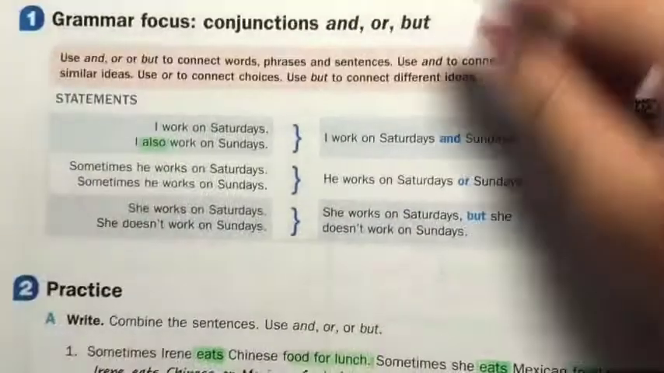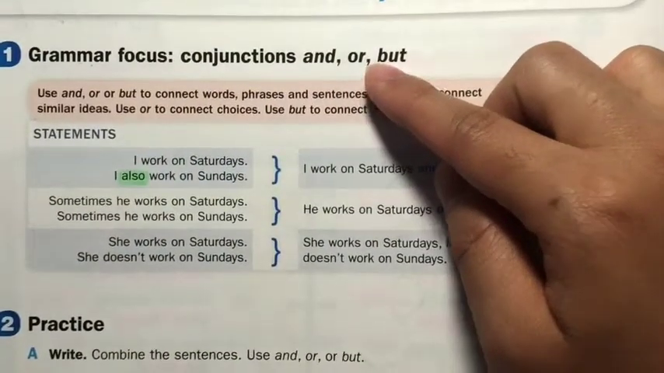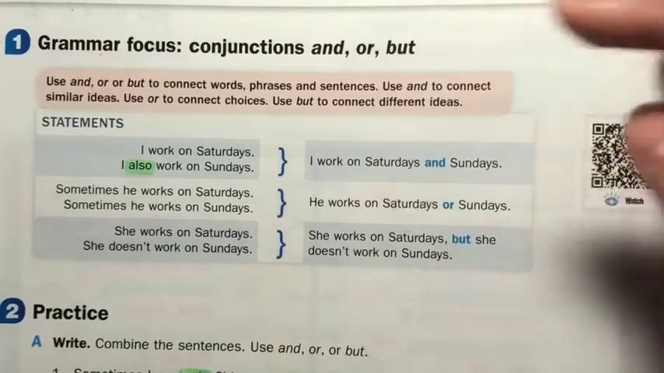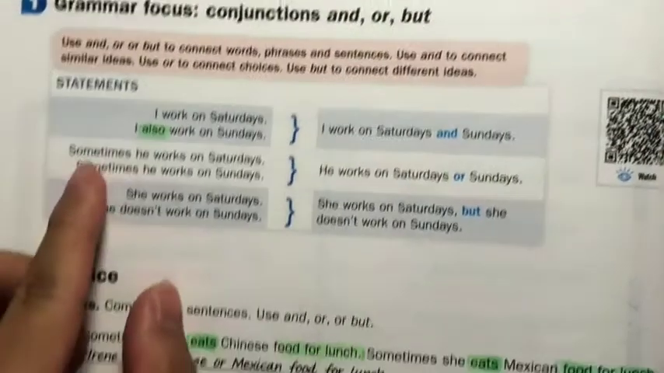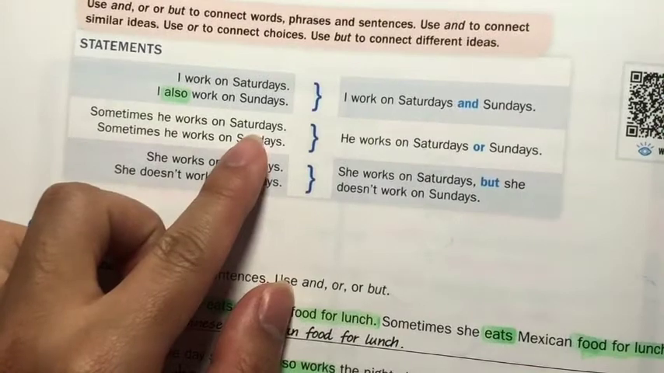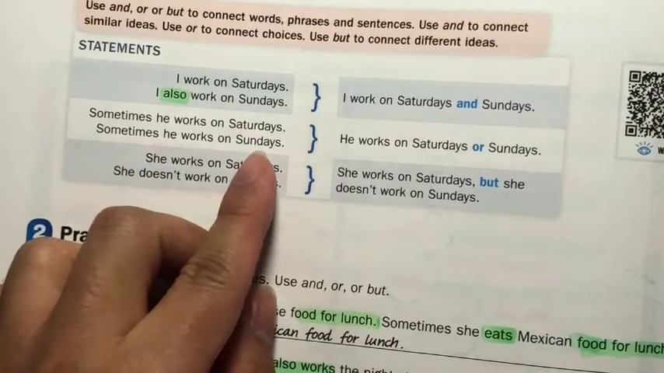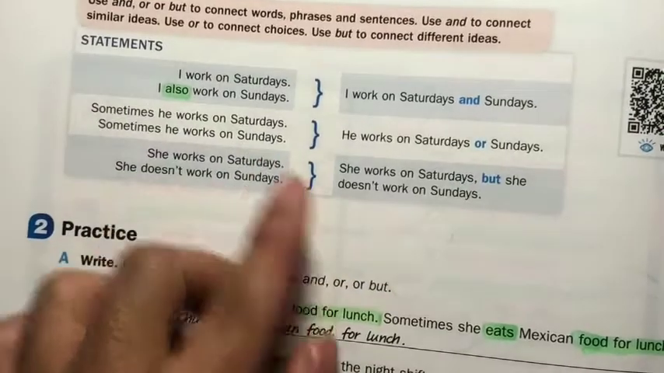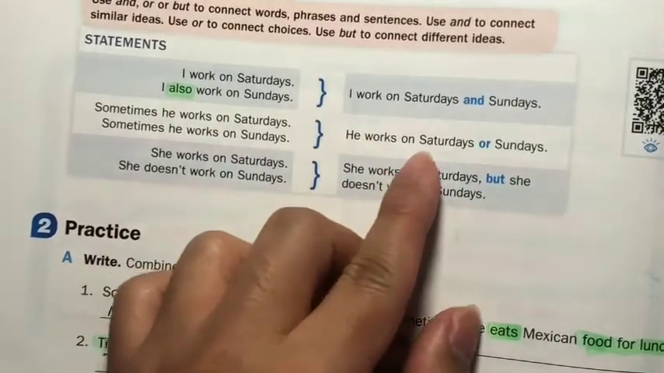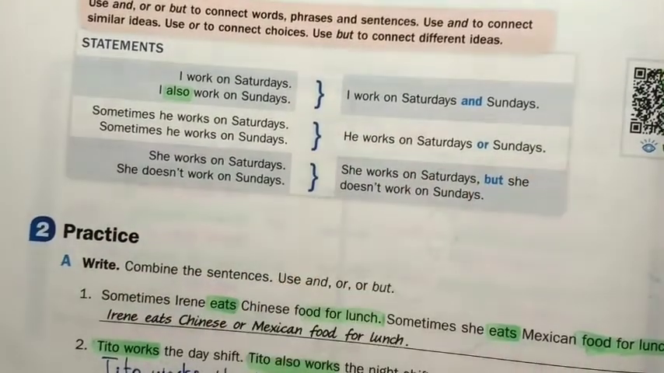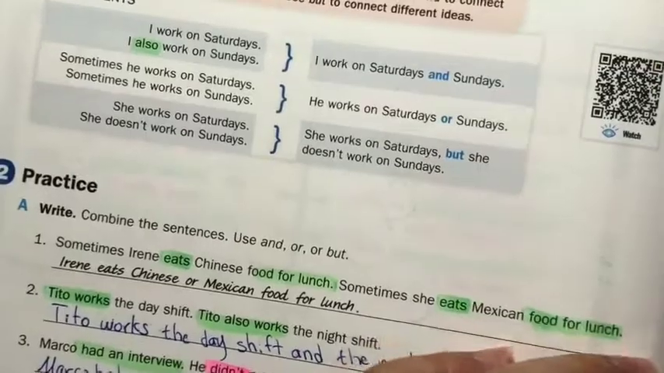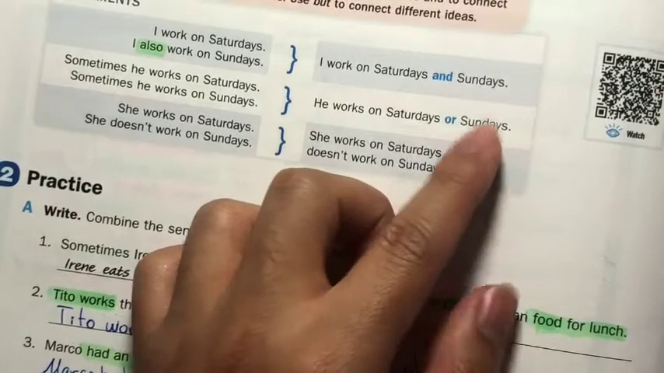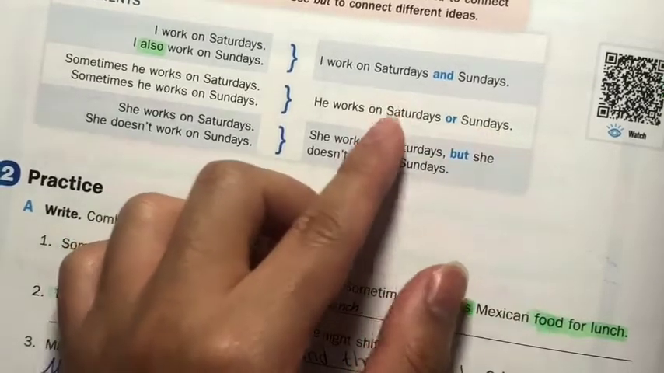The word or is when you put two things together, but you only need one. So here we say sometimes he works on Saturdays, sometimes he works on Sundays. But only one, only Saturdays or only Sundays. So we say he works on Saturdays or Sundays. Only one day. So if he works on Saturdays, he does not work on Sundays. If he does work on Sundays, he does not work on Saturdays.